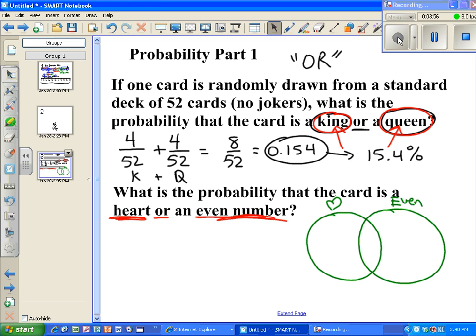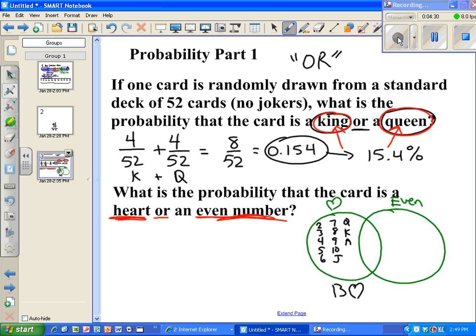So if I take a look at the hearts, in every deck of cards, there's 2 of hearts, 3, 4, 5, 6, 7, 8, 9, 10, jack, queen, king, and an ace. There's one card of each type that happens to be a heart, of each number. So it looks like I have a total of 13 hearts.